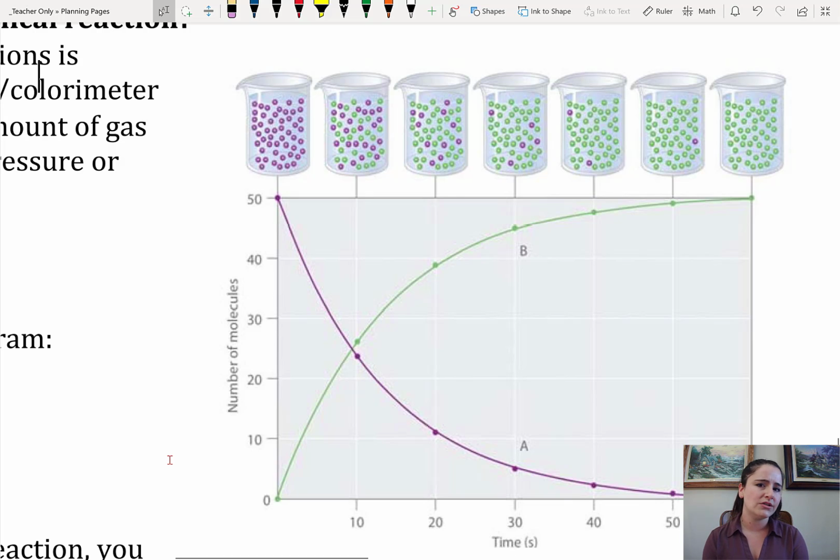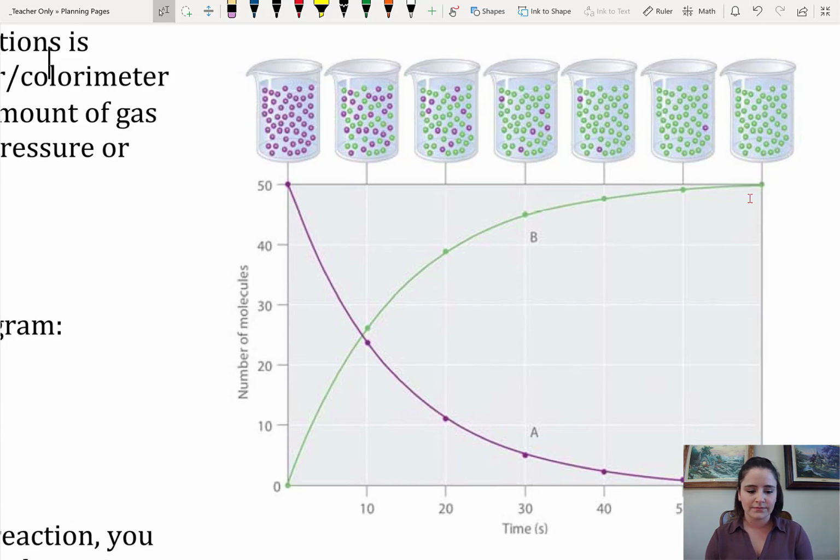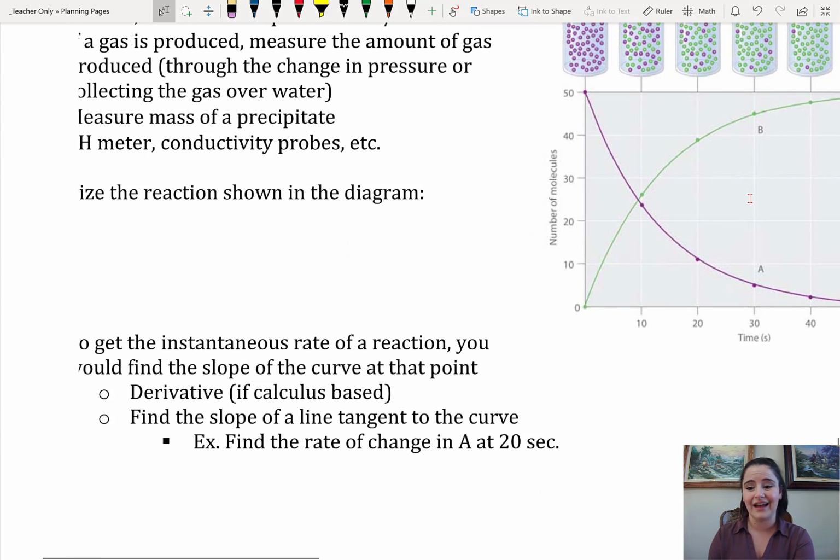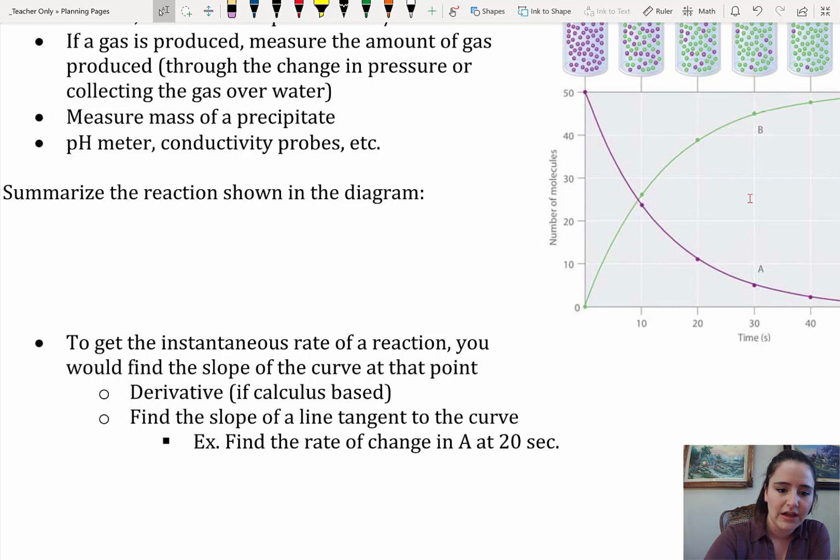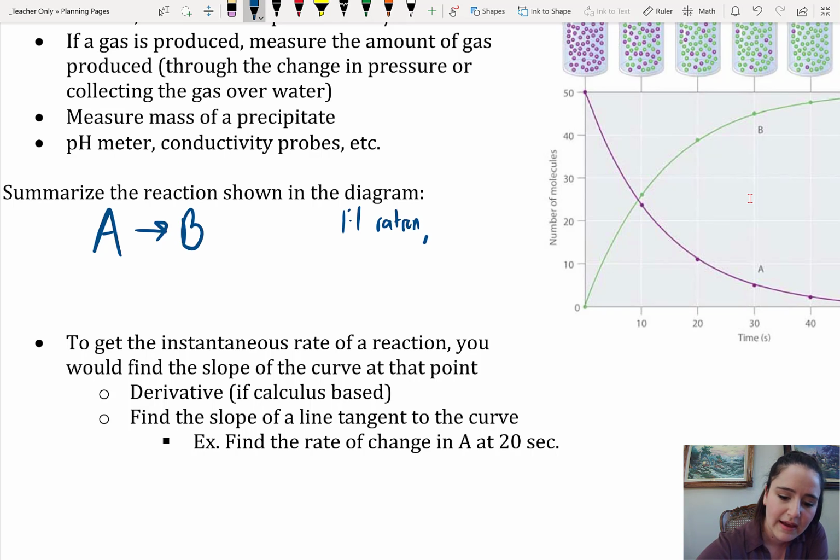Now, could you also figure out the coefficients of the reaction from this? Is it for every 1 molecule of A, I get 1 molecule of B? Yeah. I started with 50 of A and I ended with 50 of B. That tells me that it's a 1-to-1 ratio. For every 1 molecule of A that reacted, I got 1 molecule of B. So we can tell a lot from looking at those reaction rates. So that reaction, very simply, was A turning into B. It has that 1-to-1 ratio.